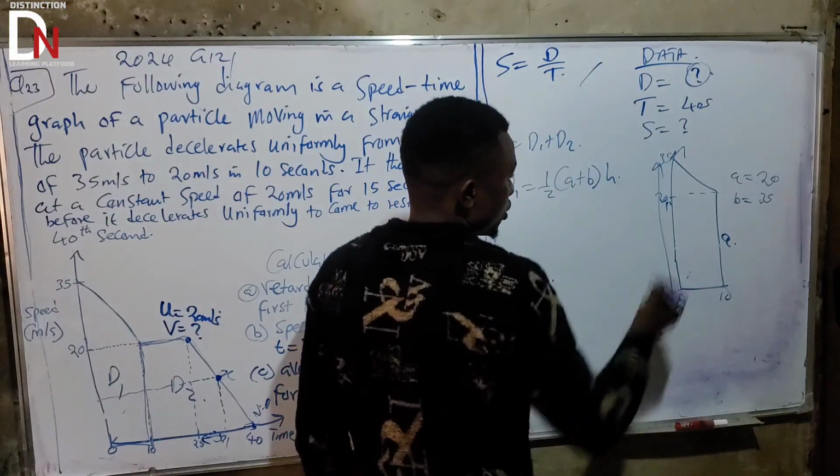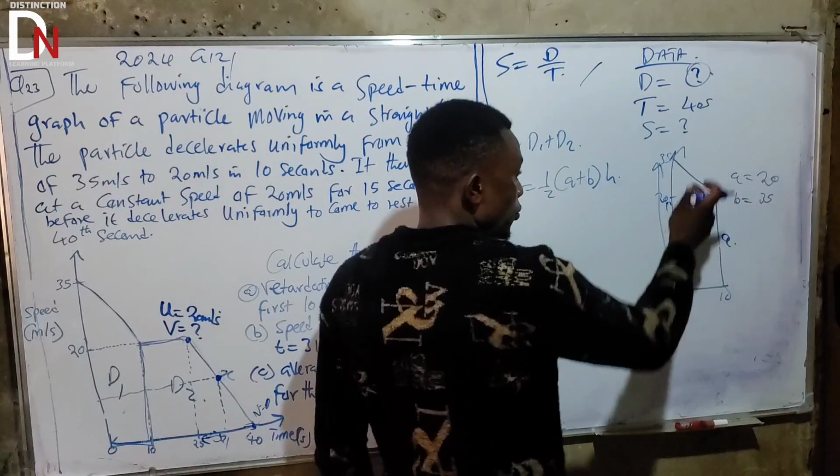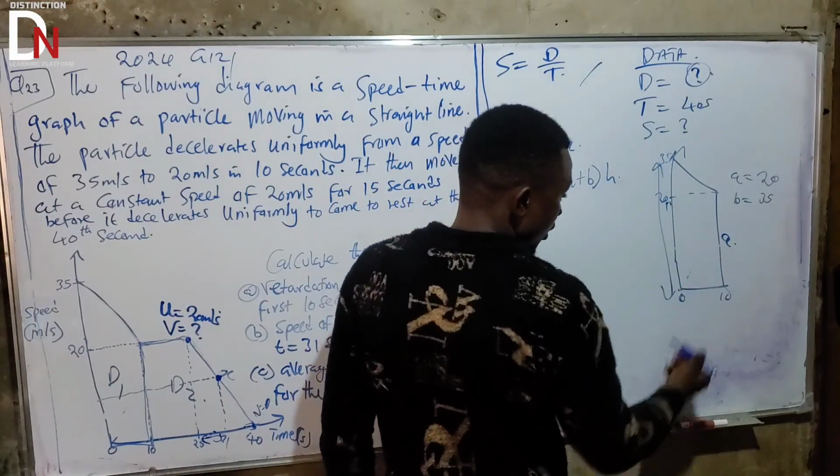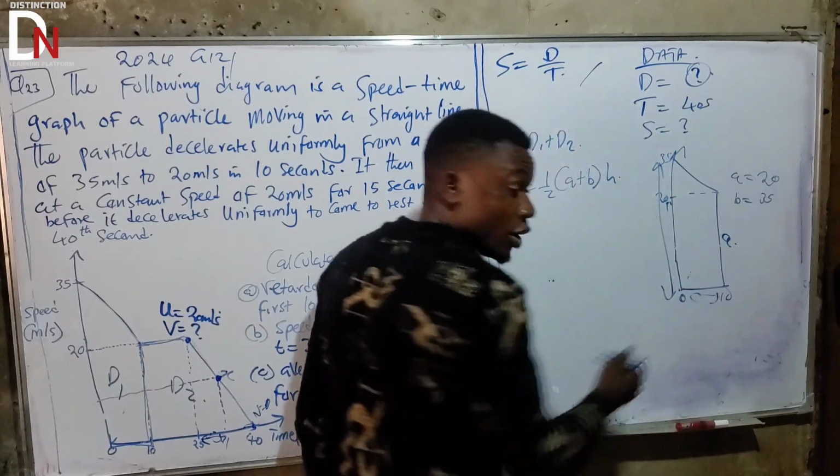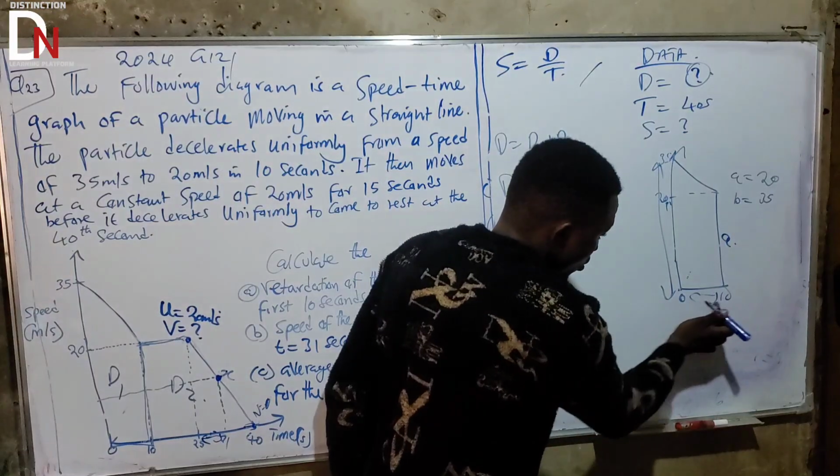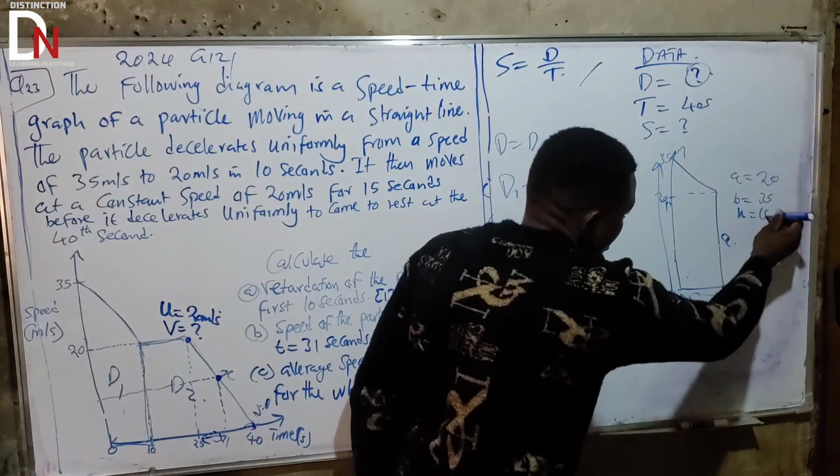What about H? H is very simple. You get H from those two lines which are not parallel to each other. So this is where we get our H. H is from 0 to 10. So H is 10.